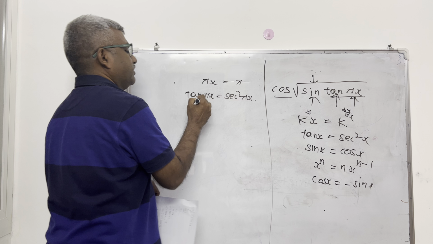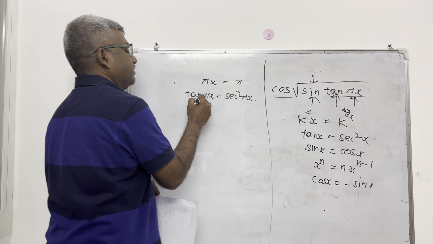Hi, we are going to see differentiation of cos square root of sine tan pi x. This sum is the best example of chain rule. Here, how many chains? Actually cos x, then the first chain square root is coming, then sine coming, then tan coming, then pi x coming. So there are 5 chains attached with this one.